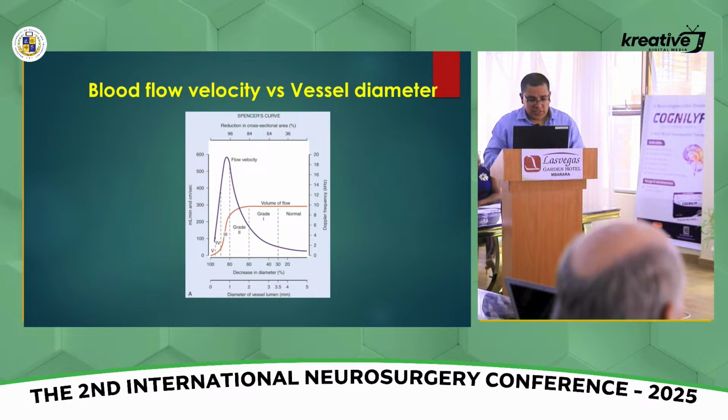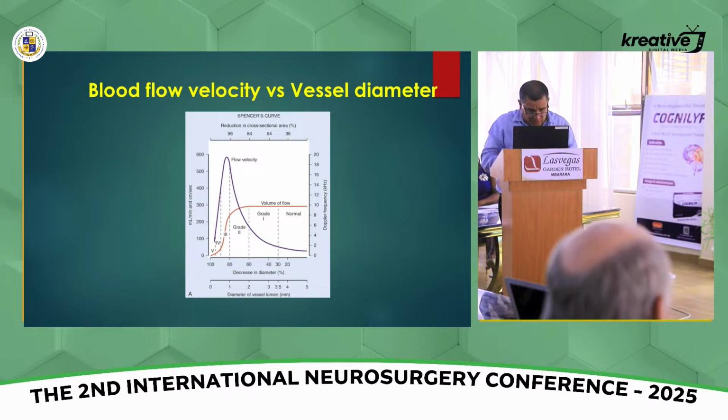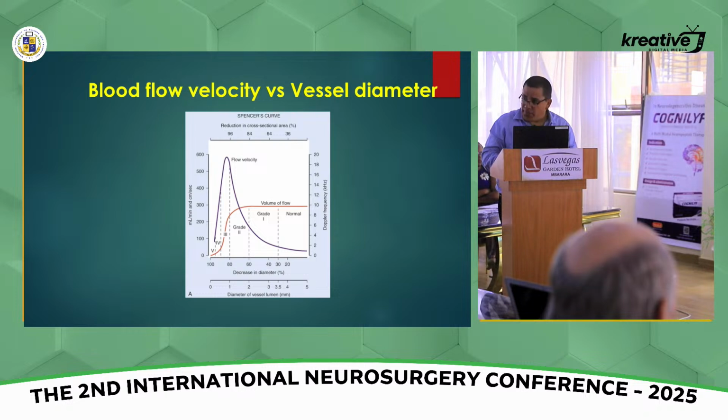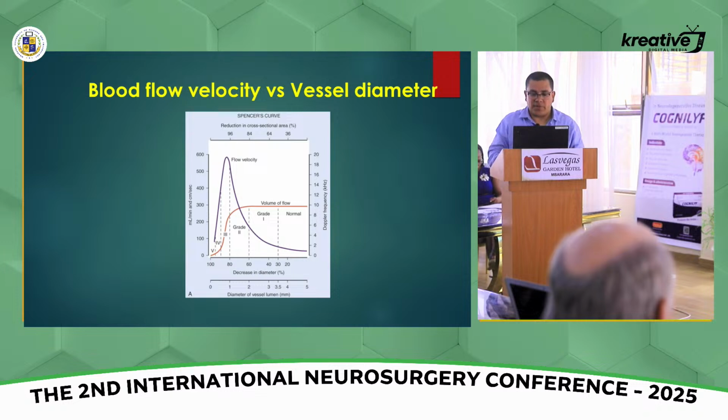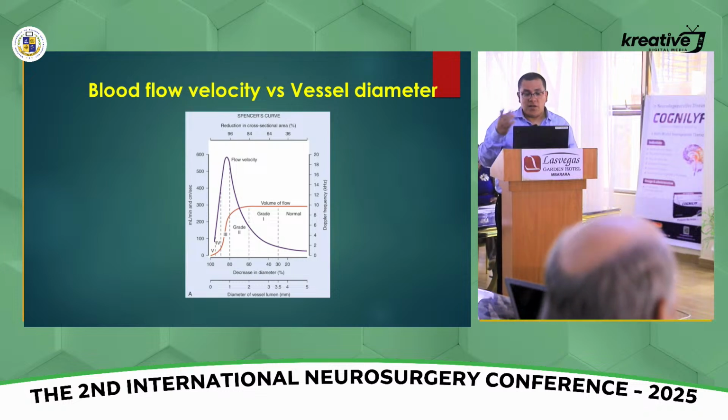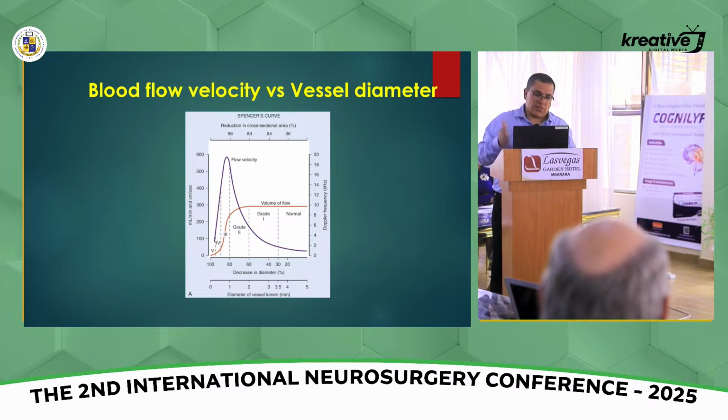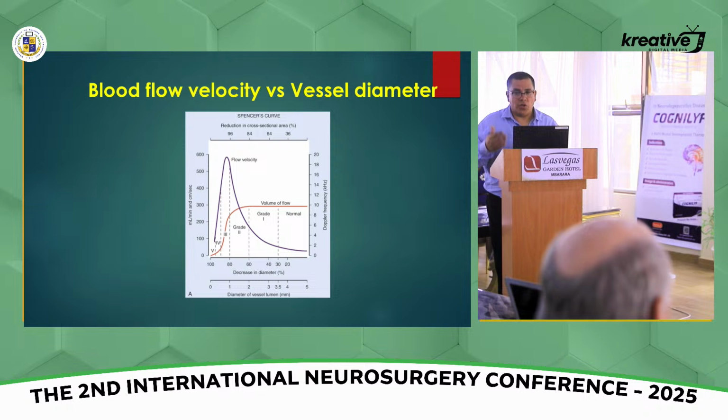So as you can see, this is the Spencer curve, in which as the diameter of the blood vessel is being affected, the velocities are going up. And at some point, the velocities just drop, meaning that there is no more flow going through that blood vessel. That's, for example, in cerebrovascular arrest and brain death. So even though we are not directly measuring the blood flow, the velocities give us a good approximation of what's going on with the cerebral blood flow in our patients.